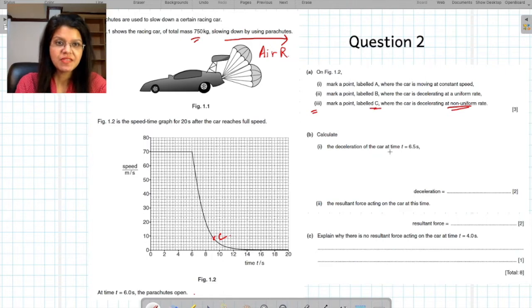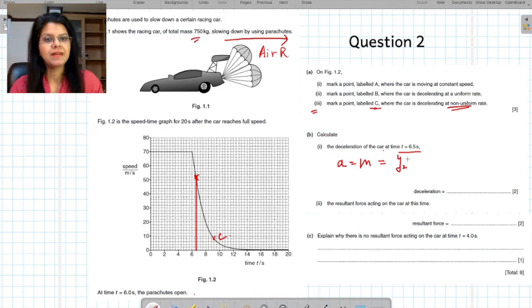Calculate the deceleration of the car at time t is equal to 6.5. Deceleration of the car at point 6.5. You'll have to zoom in and you'll find that it is somewhere here. A point somewhere here. Deceleration, which is same as acceleration, will be given by the gradient. The formula for the gradient is y2 minus y1 over x2 minus x1.